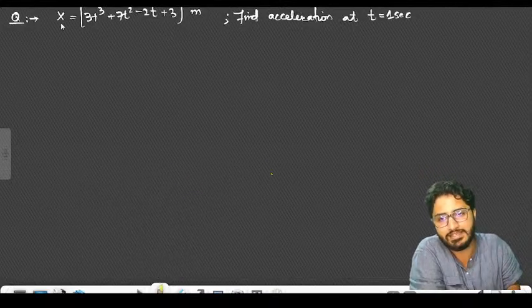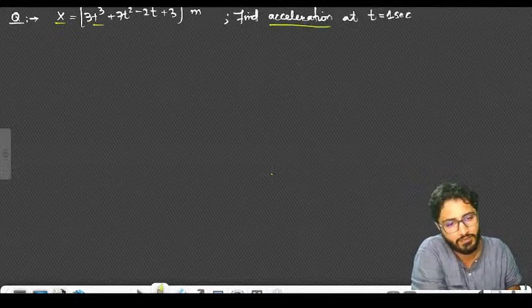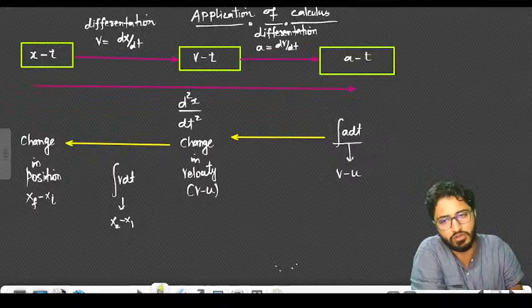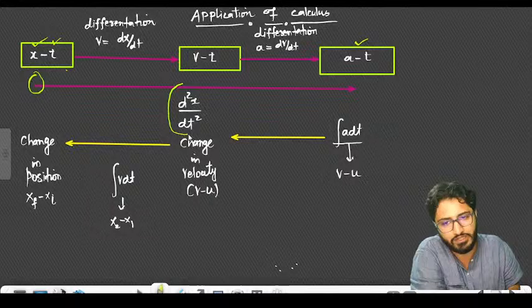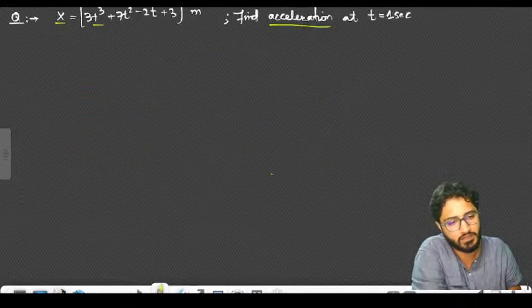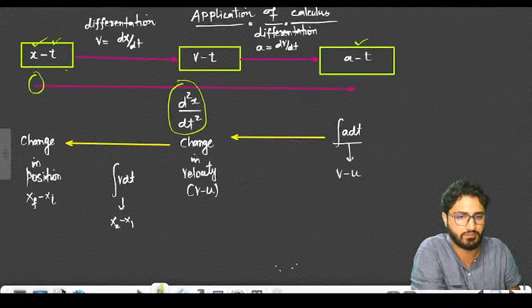Sir, x(t) is given to us. We have to find acceleration a. So we need to get a from x(t). That means we have to differentiate it. We have to do double differentiation of it, then I will get my acceleration versus time. What is the first step now?